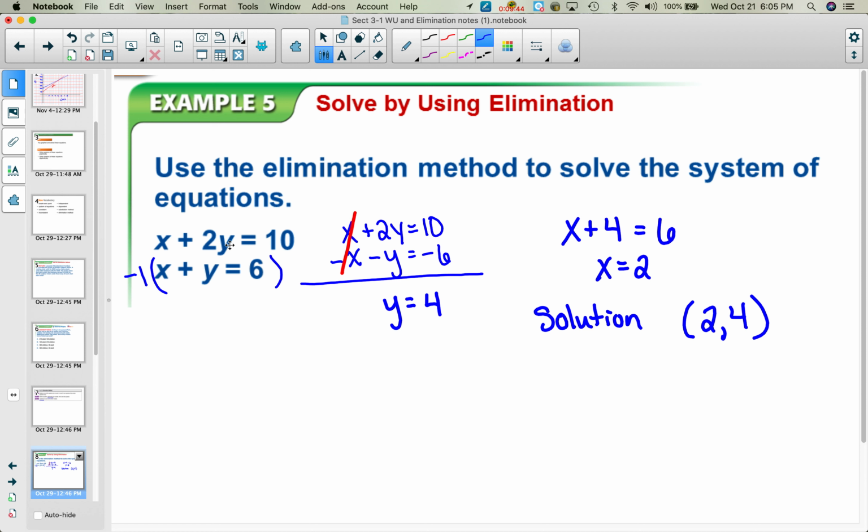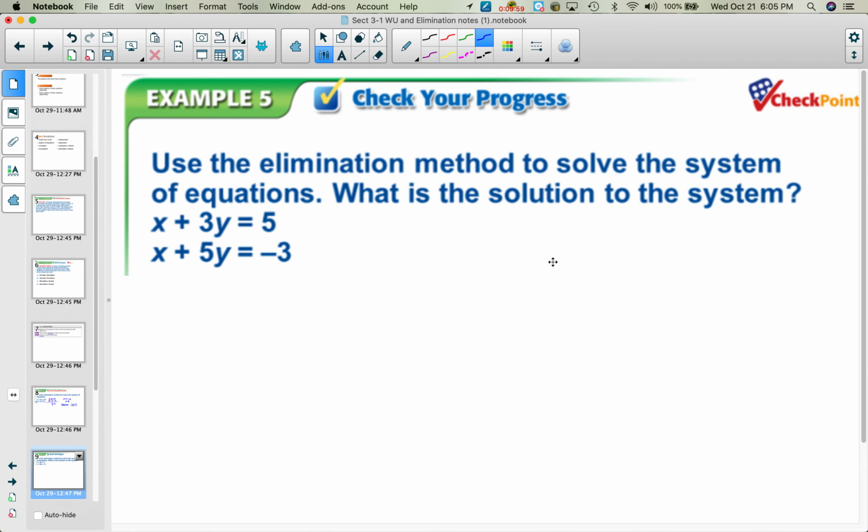The goal is you're trying to set them up as opposites. Now, I didn't have to do it that way. I could have multiplied the bottom equation by a -2 and made the y's drop out. So there are different ways you can do the elimination method. Okay, so here's a practice. You might want to pause this and practice this problem.